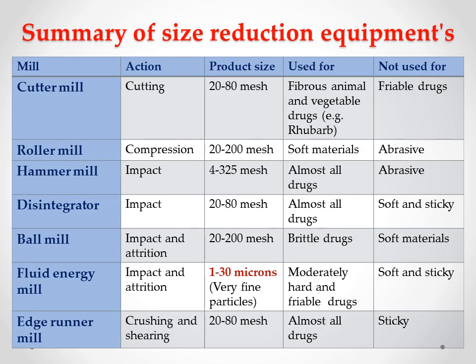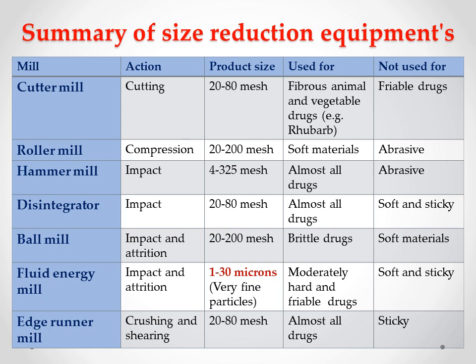This slide gives a summary of size reduction equipments and their mechanism of action, yielding product size, and the products they are used for and the products they are not used for. As we can see in the table, the cutter mill, which works on the principle of cutting, produces a particle size in the range of 20 to 80 mesh. It is used mostly for fibrous animal and vegetable drugs, for example rhubarb, but it is not suitable for friable drugs.